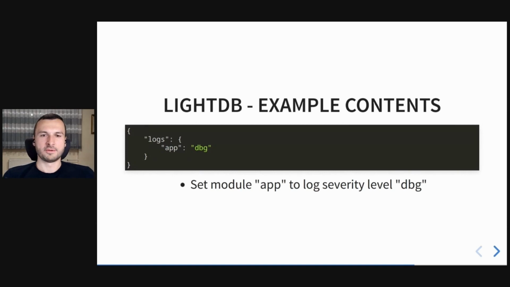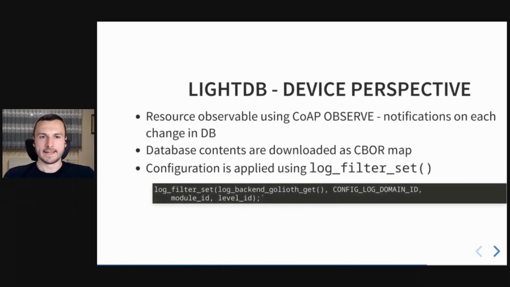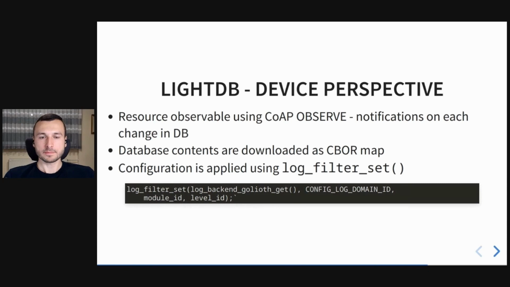And for our sample purpose, we will just use this JSON, and we store this JSON in our database. It's just the logs structure, and it contains pairs of module and log severity. So in that case, we'll instruct the Zephyr device to configure the app module to use debug log messages.